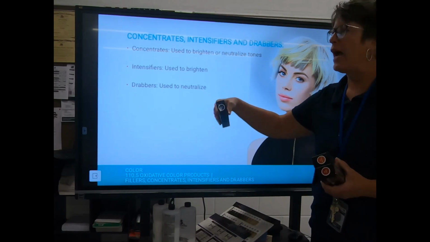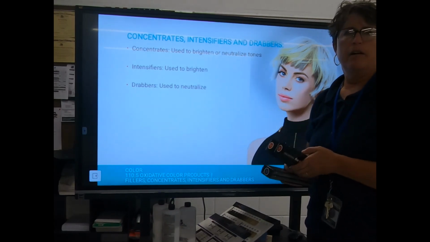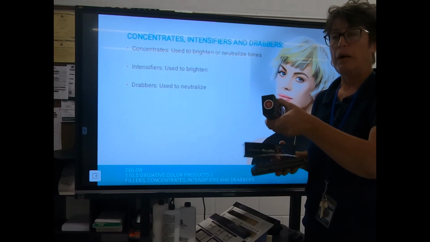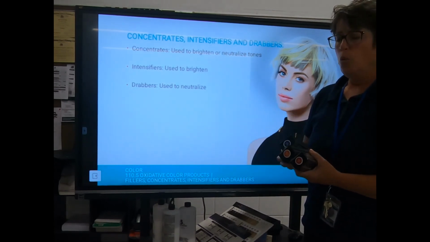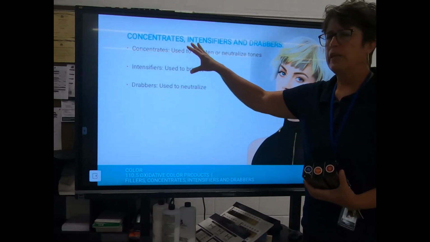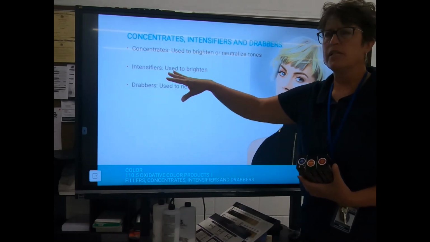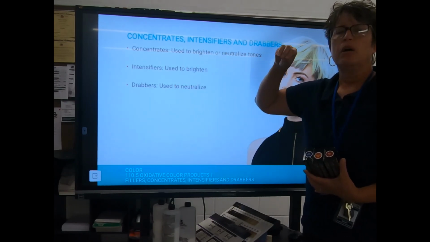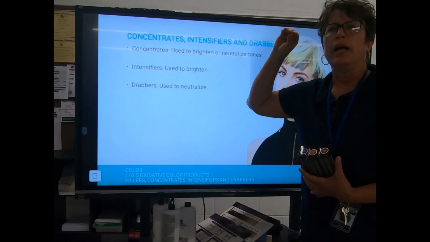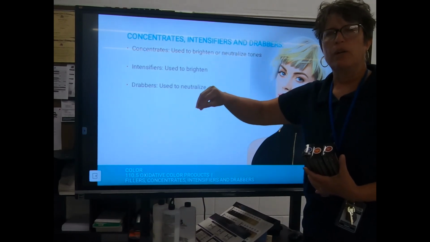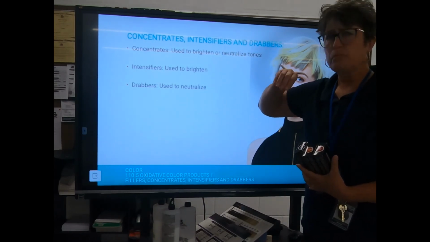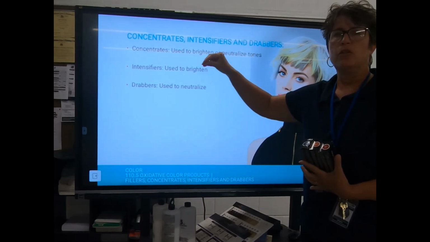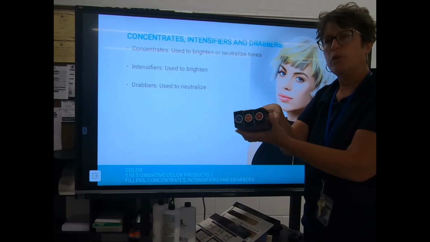It's becoming more ashy. Intensifier, maybe you're using a red and you really want it red, you're going to intensify it with the red. So it just depends on what you're doing. Don't get hung up on these words, whether it's a concentrate, intensifier, drabber. Just realize what you're trying to achieve. You know, I need more blue in there to get rid of that orange, or I need more green to get rid of the red. Whatever it is that you need, you're adding it to your formula to achieve those results.